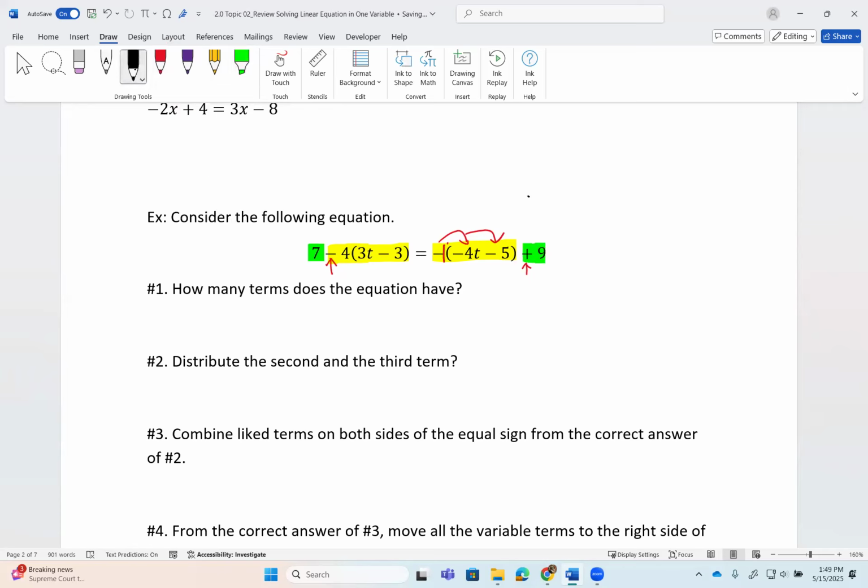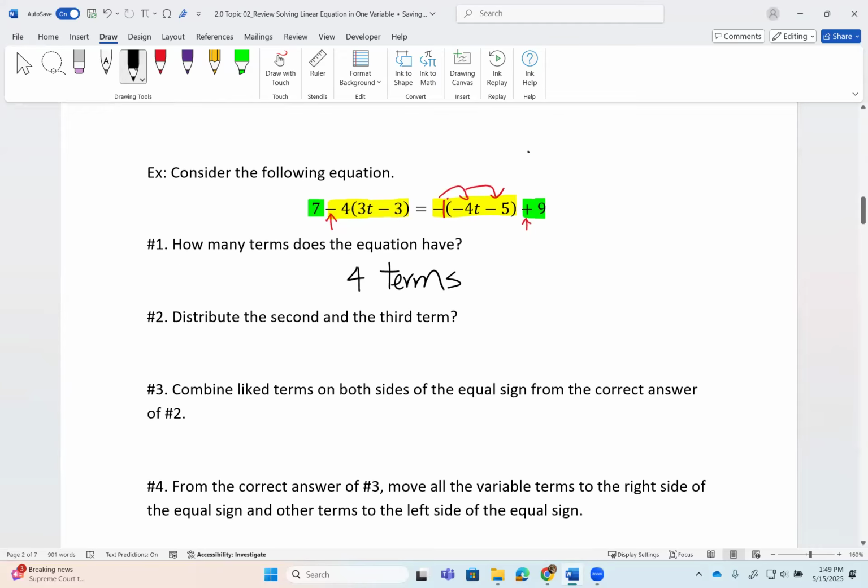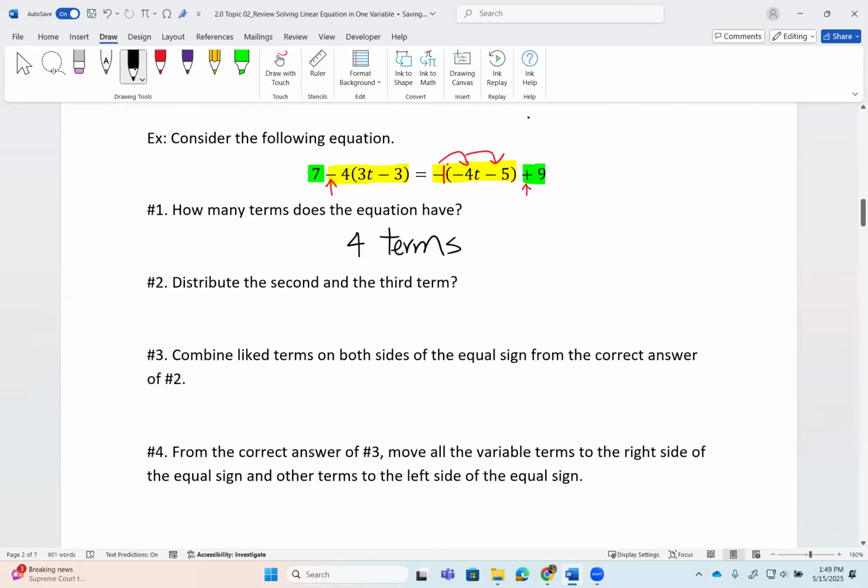So this equation has 4 terms. Distribute the second term and the third term, right? The second and the third term have parentheses, so we'll do distribution. And make sure you write everything else down. 7 is still 7.